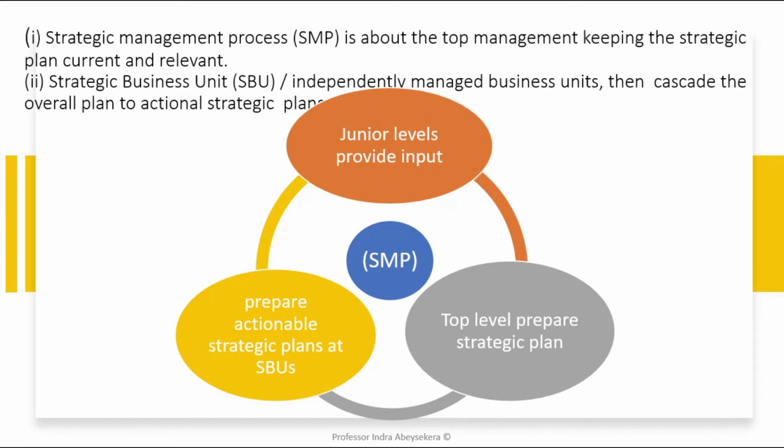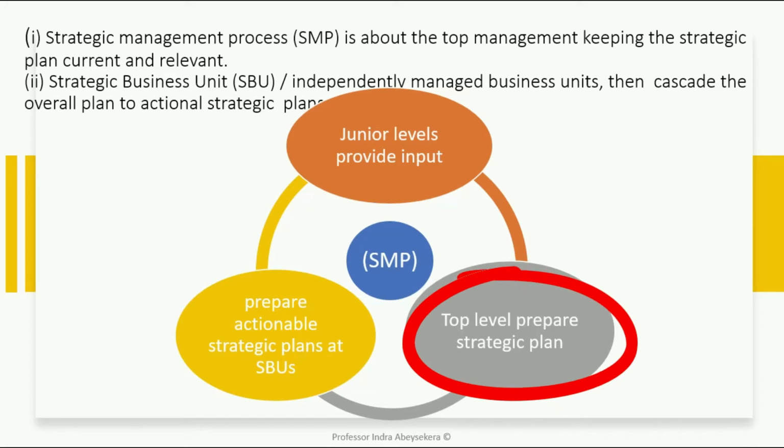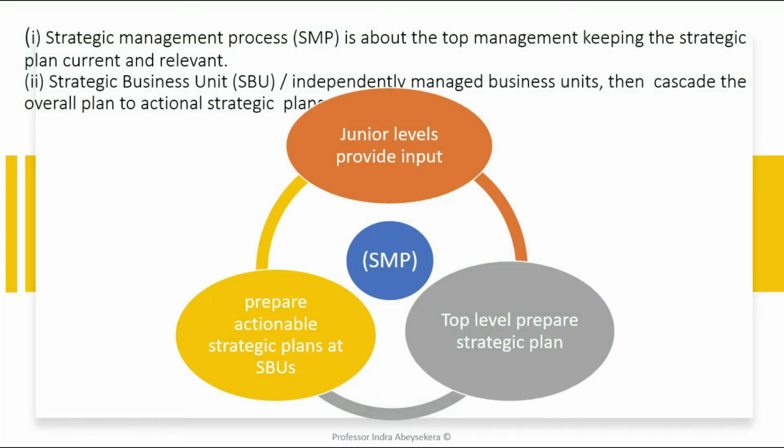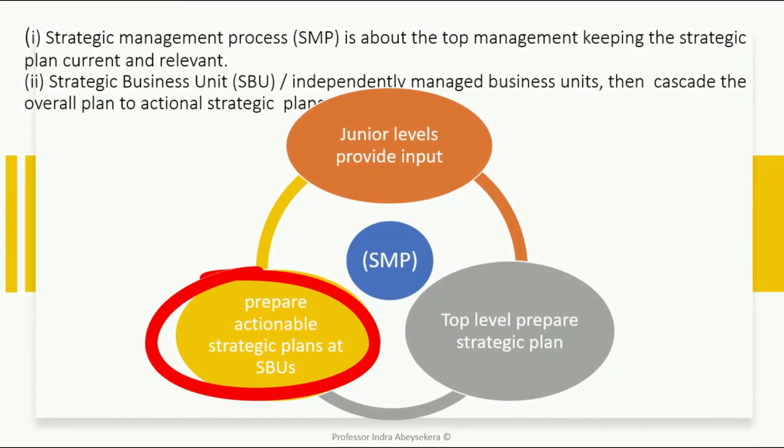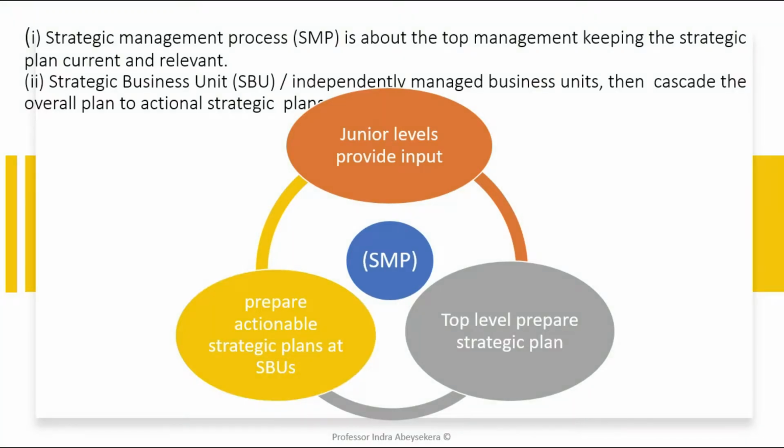The strategic management process starts with the junior level management providing input to the top level management, and the top level management prepare the strategic plan. This strategic plan is then passed on to the strategic business units where they prepare actionable strategic plans.